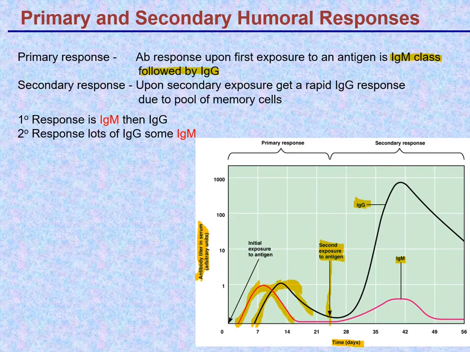And then, upon secondary exposure, because you have all those memory cells, the response is much faster. And then with secondary response, the secondary response is mostly IgG rather than IgM class.